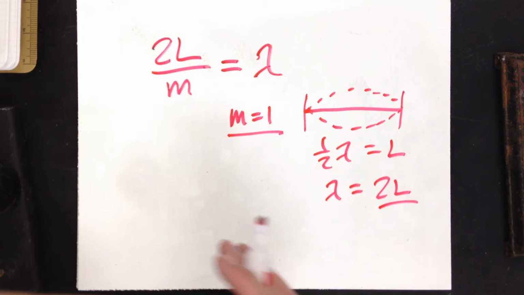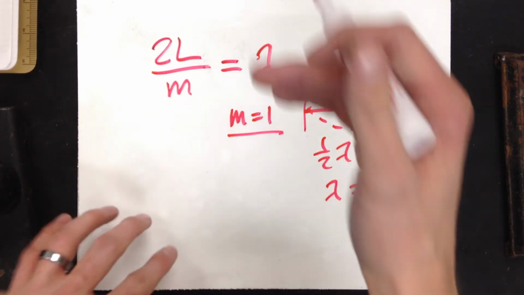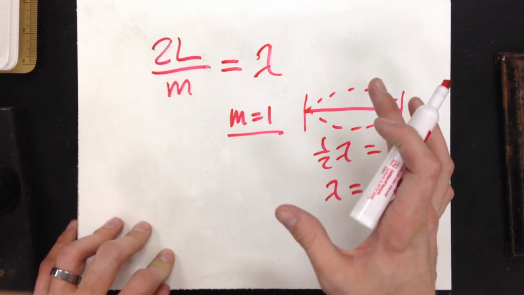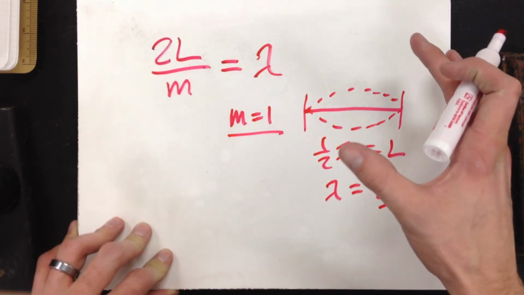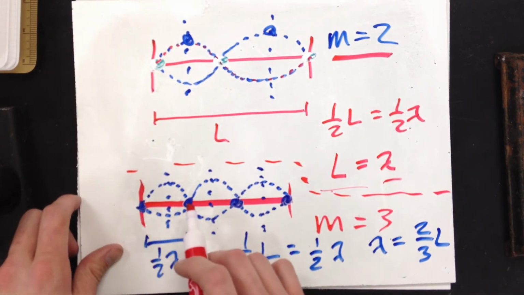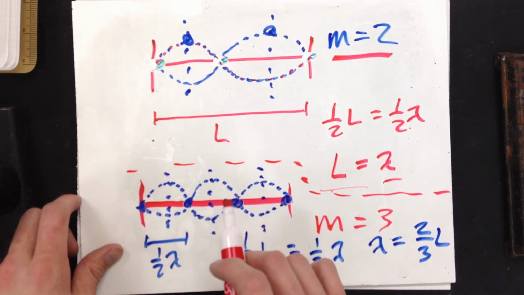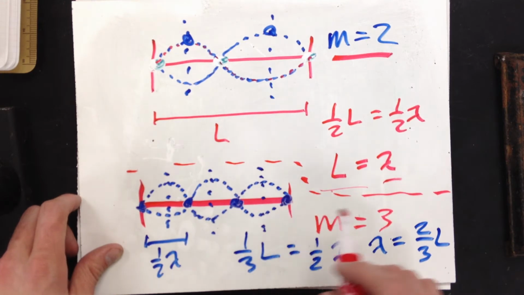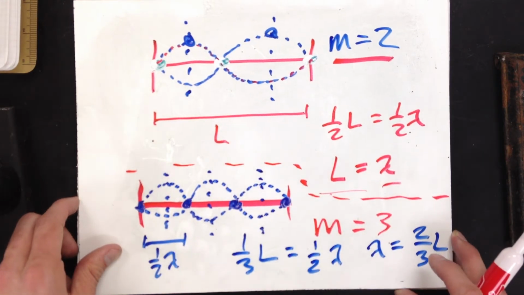So with standing waves, you can look at how many antinodes you have and get your mode number. Or you can count how many half wavelengths you have. Here I've got 1 1/2 wavelength, 2 1/2 wavelengths, 3 1/2 wavelengths. I'm at M equals 3.